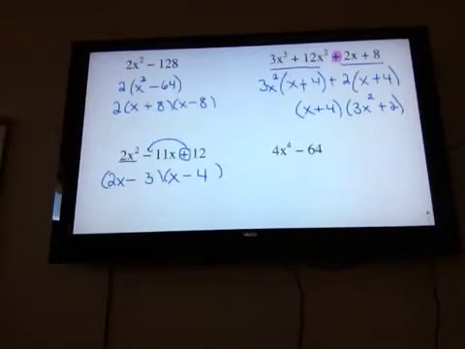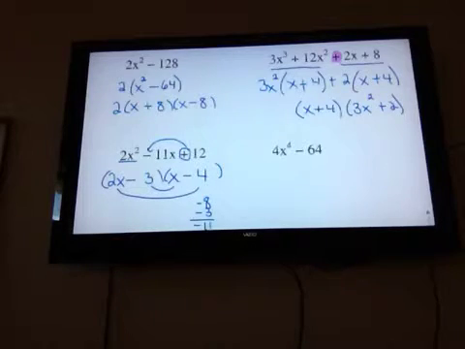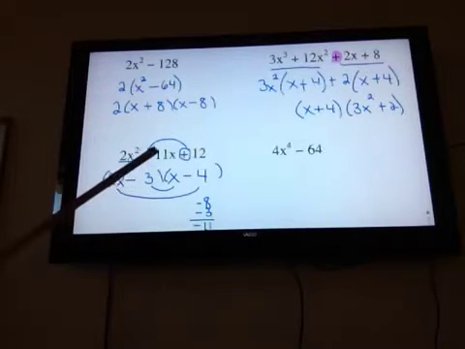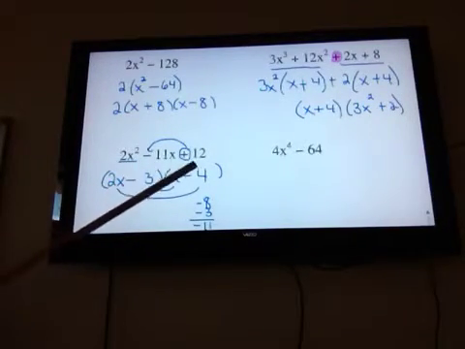We don't look at that 11 until now. Outer times outer, negative 8. Inner times inner, negative 3. There's my negative 11. It matches, perfect. And then can I go any further? Can I factor more? No.